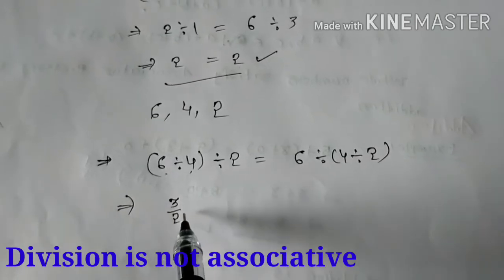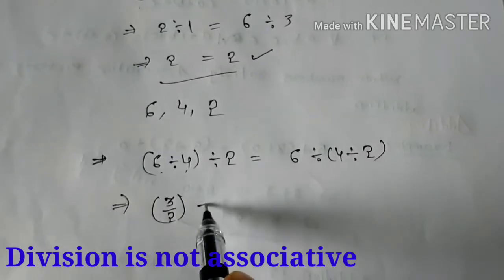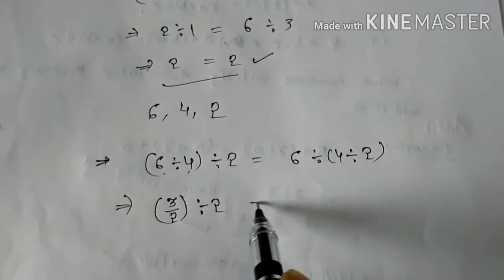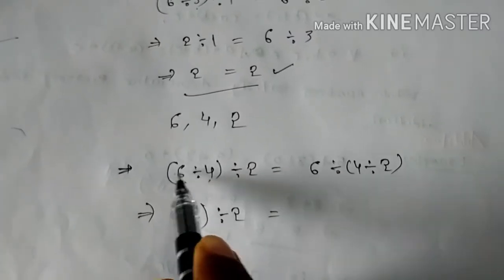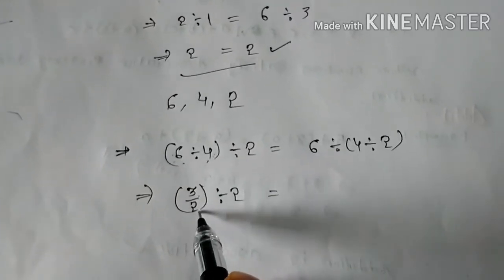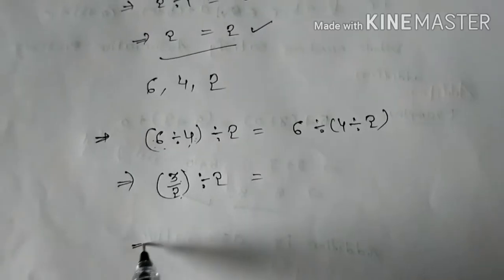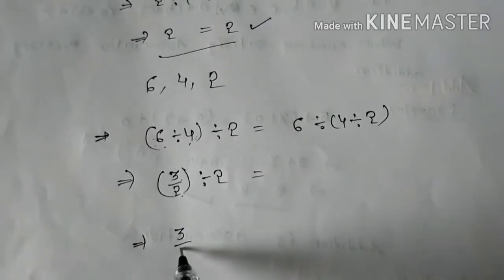3 by 2, yes or no? 3 by 2, division by 2 only. Why? Because 2 threes are 3, 2 twos cancel. I did here 2 threes are 3. The next time you can see here 3 by 2.